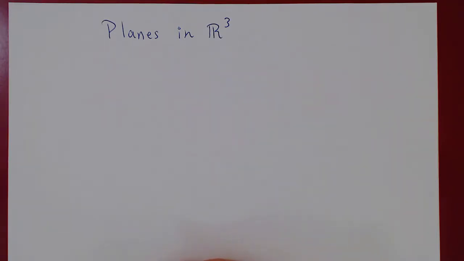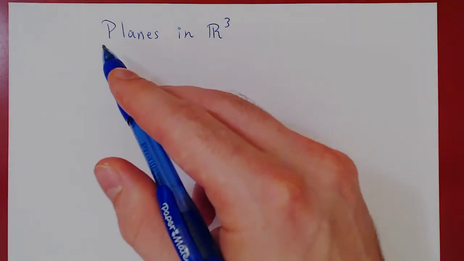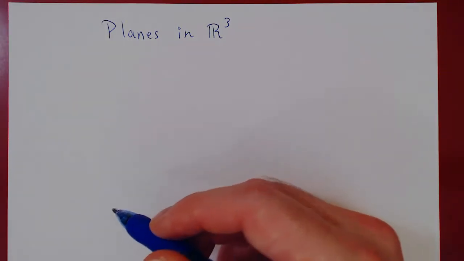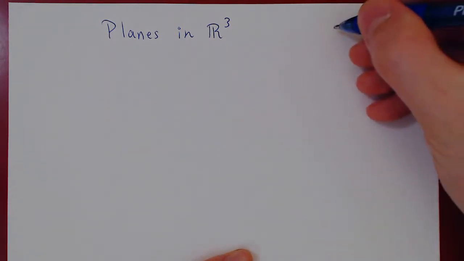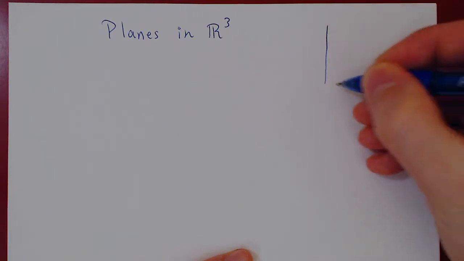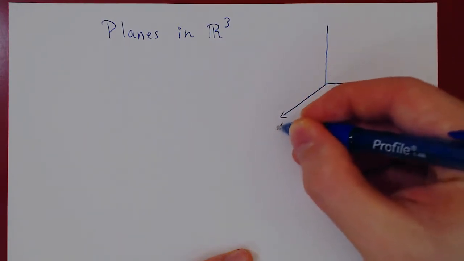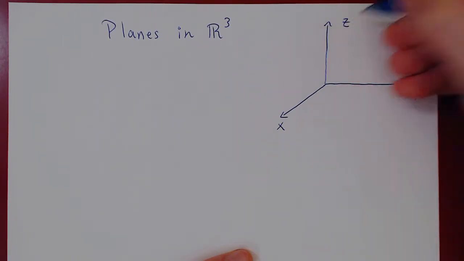Okay, so in this video, after looking at lines in R3, we want to look at planes in R3. Well, what is a plane in R3? Imagine viewing the three-dimensional coordinate system, so the XYZ space. As always, imagine this is the x-axis, this is the y, and this is the z-axis.